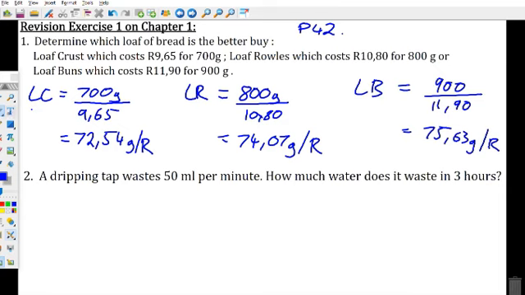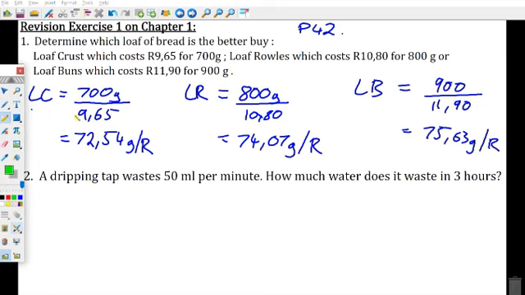What we've done here is taken everything and divided it, so it's 72.54 grams per 1 Rand. We've taken everything and put it into proportions of just 1 to 1 to 1, so we can see and compare the different things. Okay. Any questions about that one there?